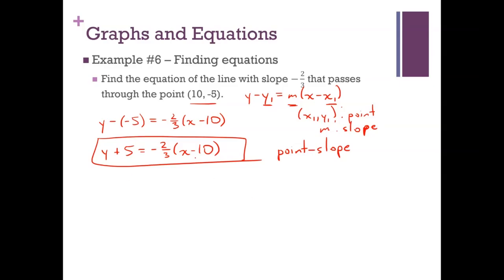But let's do this now. Now that we have this, let's isolate y. How would we isolate y from here? Subtract 5 from both sides. If we subtract 5, we get y equals negative 2/3 times x minus 10, all minus 5.